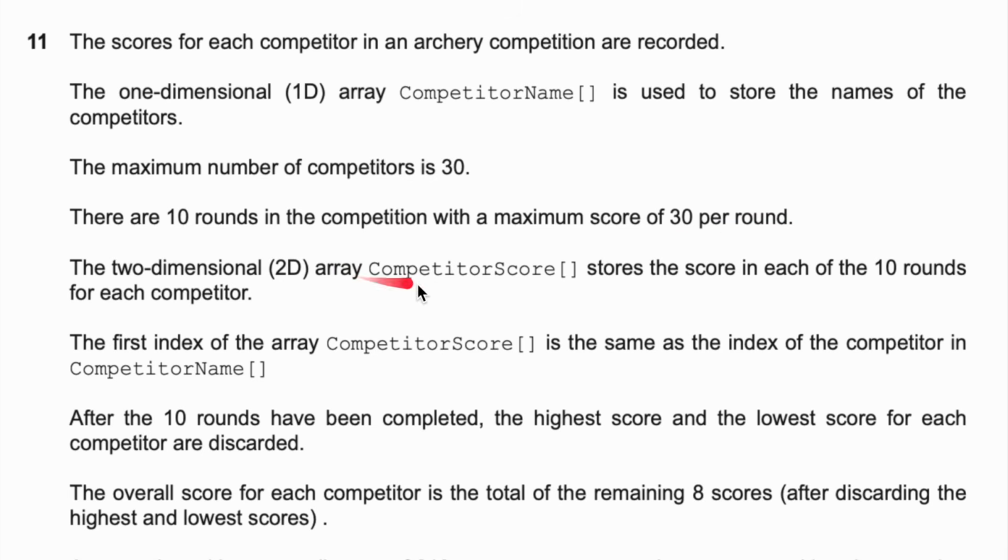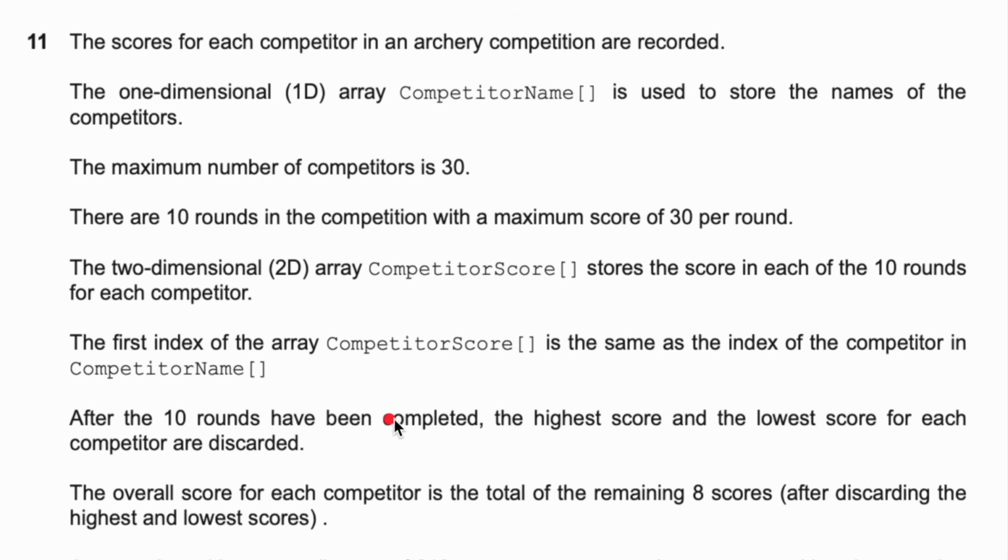The two-dimensional array, competitor score, stores the scores in each of the 10 rounds for each competitor. The first index in the array competitor score is the same as the index of the competitor in competitor names. So the first competitor might be 0, might be Adele, and Adele appears in competitor scores as 0, and her scores are recorded. So in competitor name it might be 0 equals Adele. In competitor scores, there are 10 scores from when she participated in the games.